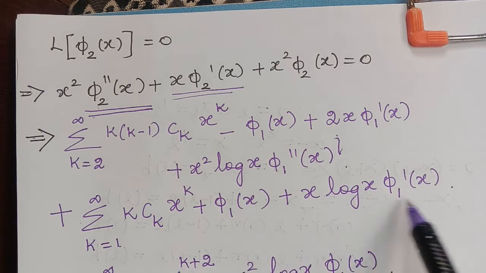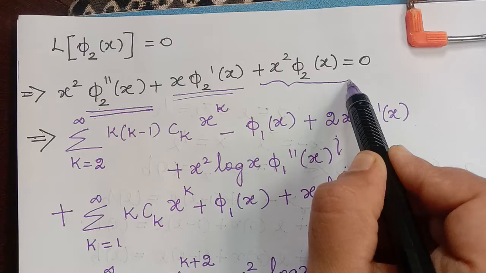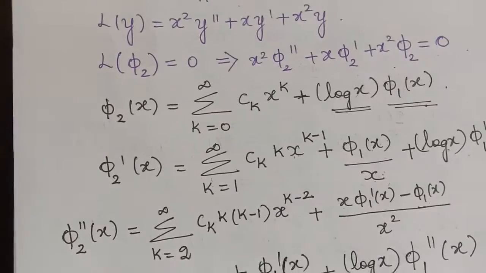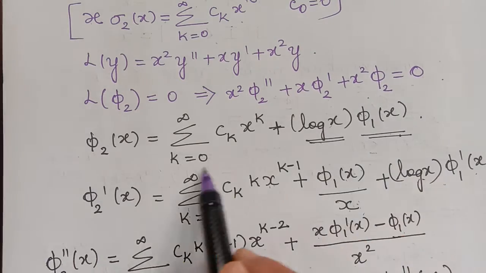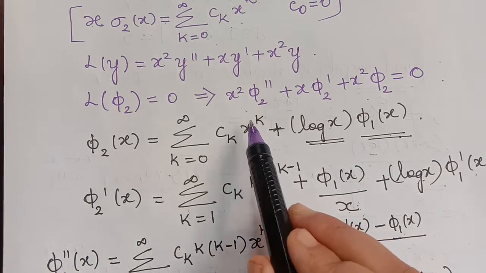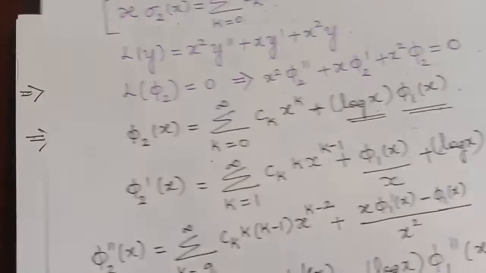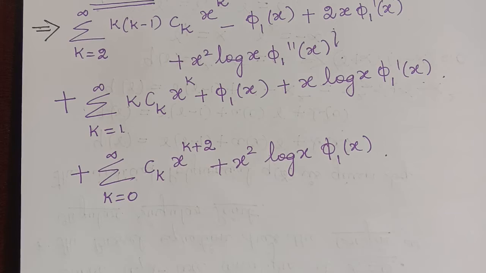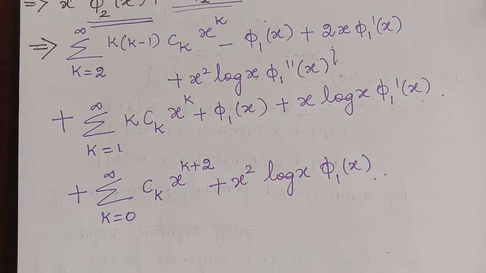So this is the second term, and then we have to multiply x squared with phi 2 of x. So what is phi 2 of x? Here we have, so with this we have to multiply x square. So when this term is multiplied with x square, the power of x becomes x power k plus 2, plus x squared log x phi 1 of x, which I have written here. So hope you understand this. Now we shall proceed further for simplification.